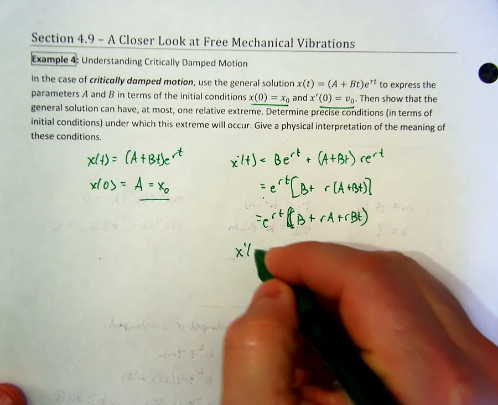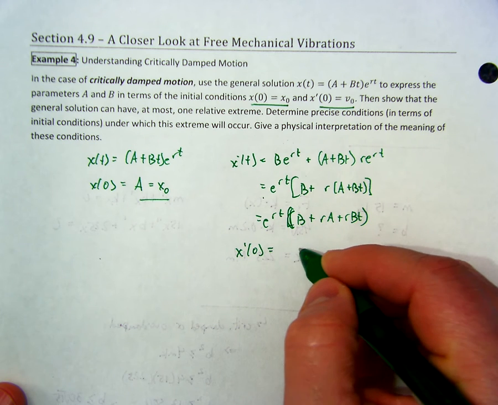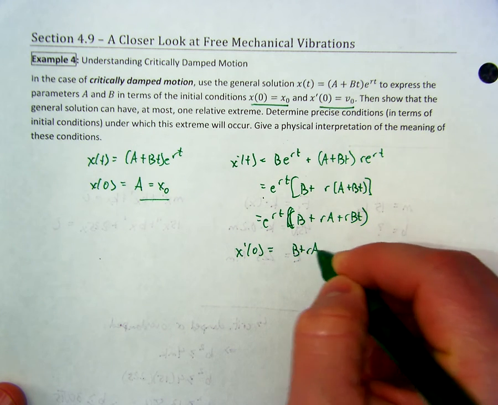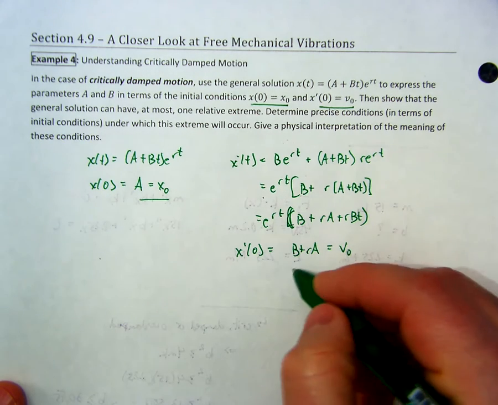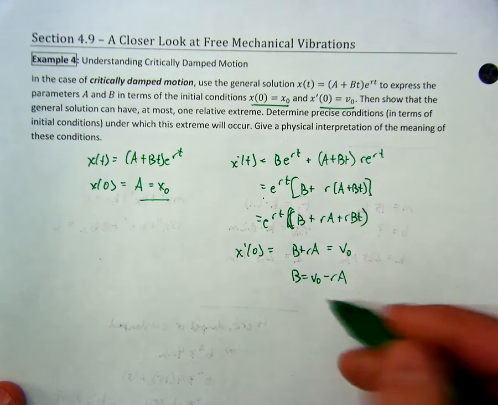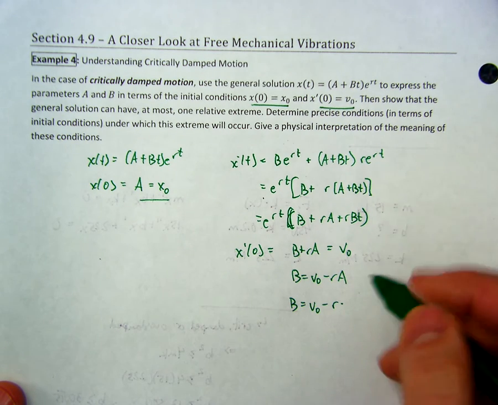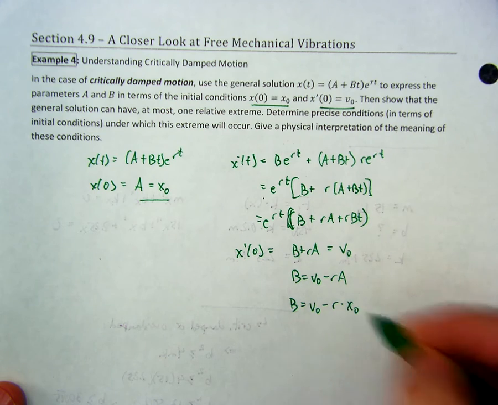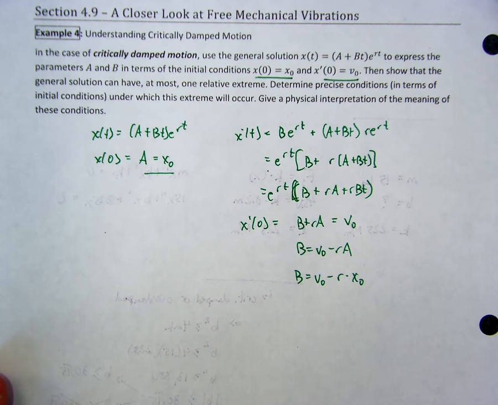So x prime at 0 will be, that'll just be 1. And so we'll have b plus ra, which will be equal to the initial velocity. And so b will be the initial velocity minus ra, but a is the initial position, so b is v naught minus r times the initial position. All right. So those are our coefficients.